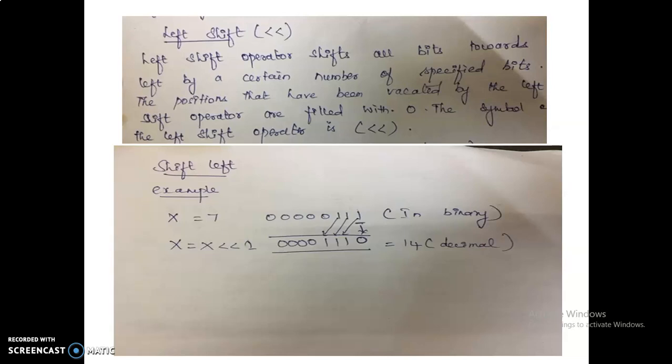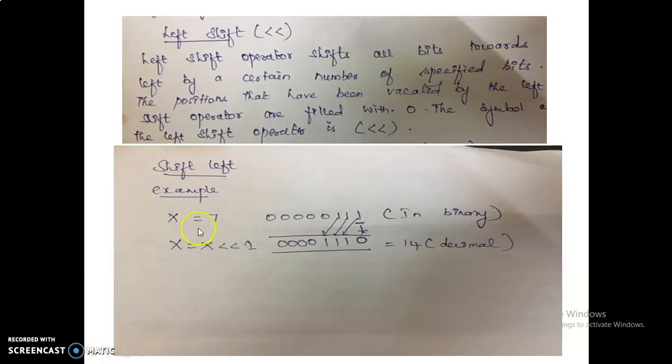If you give 2 bits, it will be shifted 2 bits towards the left. If you give 3, it will shift 3 bits towards the left. The positions that have been vacated by the left shift operator are filled with 0. The symbol for the left shift operator is two less-than signs.